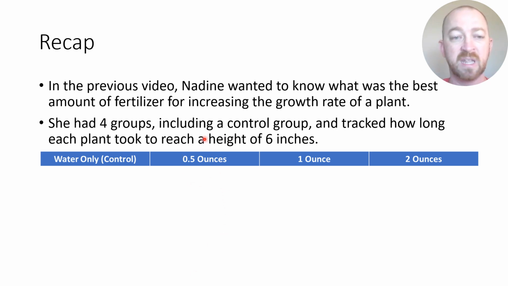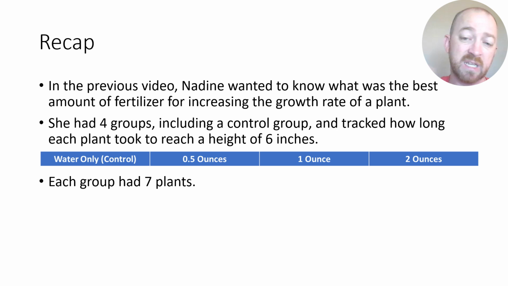In another group, she gave them only ½ an ounce mixed in with the amount of soil. In the third group, there was 1 full ounce of the fertilizer mixed in with the soil, and in the fourth group, 2 full ounces mixed in with the soil. Now what she wants to see is which group does the best, or are they all the same? That's what we're interested in.